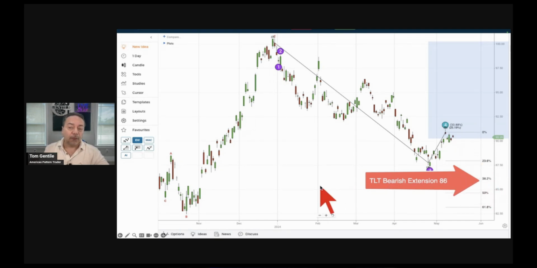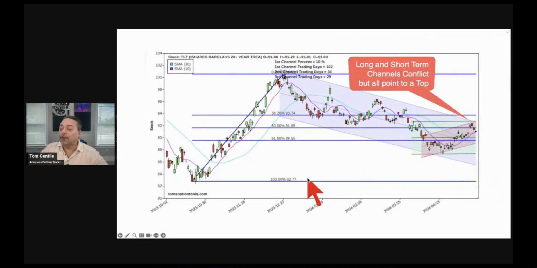Let's fast forward to this week and see what the channels are telling us. So channels are also showing the top that occurred back at the end of the year, also showing the lower highs and lower lows. I've got a long-term channel in blue, a medium-term in green, and a short-term channel in red. And the medium, short, and long-term are all topping out around the middle of last week, right around the level of, I'm going to call it, 92.5.